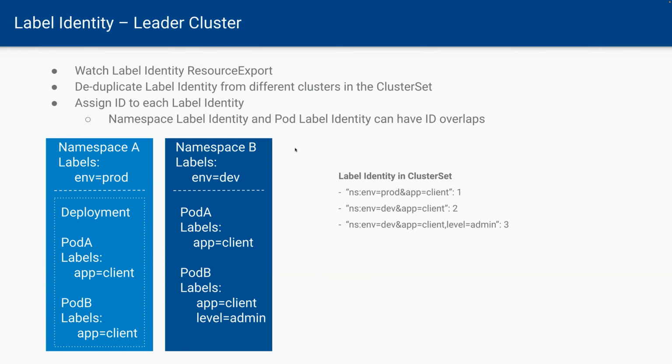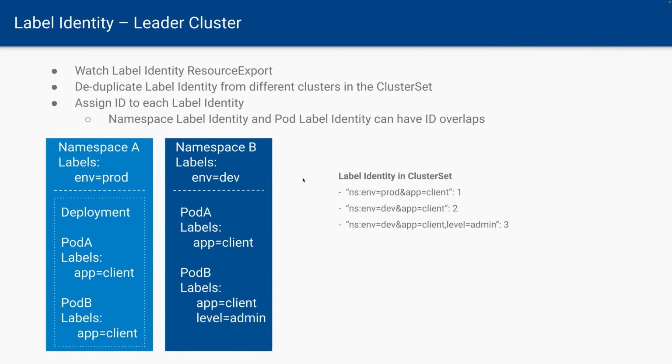and the other also has label app equals client in namespace A. Then those two pods will share a label identity because they are in the same namespace and they belong to the same deployment. So they have essentially the exact same labels, not only for the pod, but also for their namespaces.